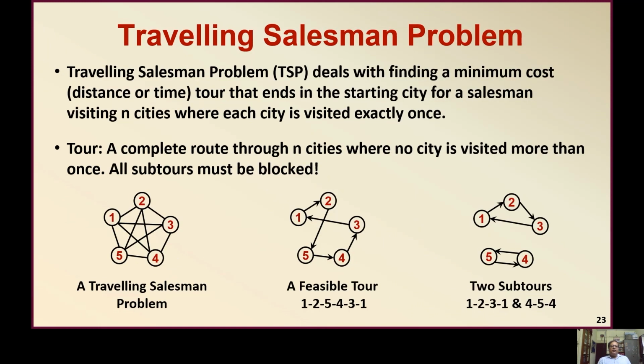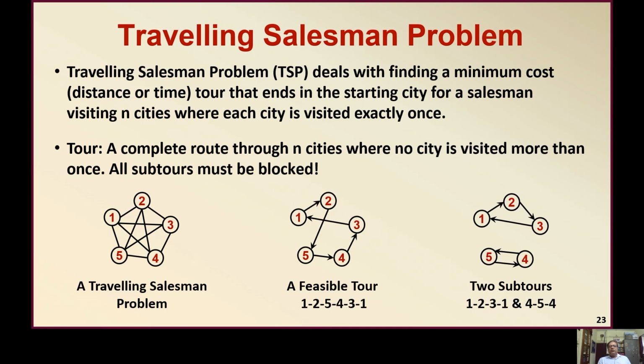And finally, the traveling salesman problem. The traveling salesman problem is finding a minimum cost, distance or time tour that ends in the starting city for a salesman visiting n cities, where each city is visited exactly once. So this is a traveling salesman problem. Starting from city 1, you have to go to all the cities exactly once by the minimum possible cost or distance. So maybe the path should be 1 to 2, 2 to 5, 5 to 4, 4 to 3, and 3 to 1, right? Look here, it is a feasible tour.